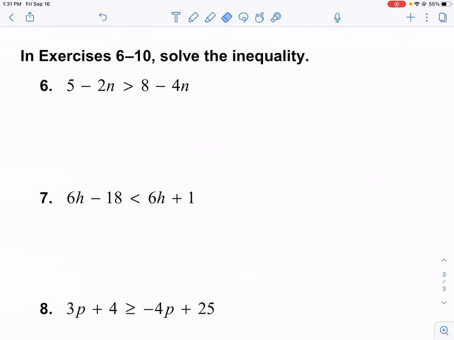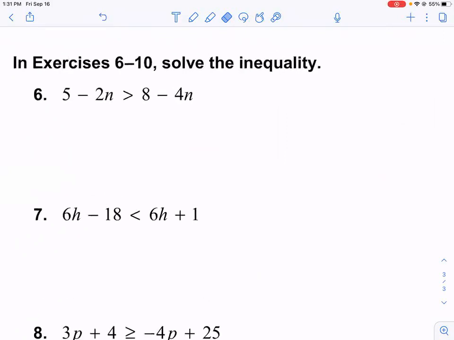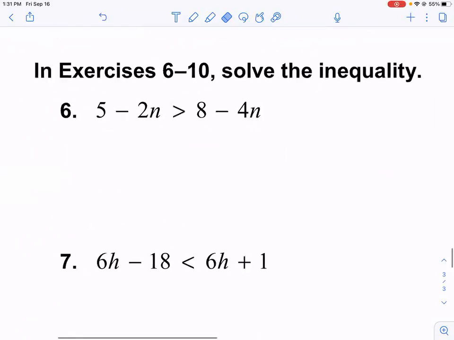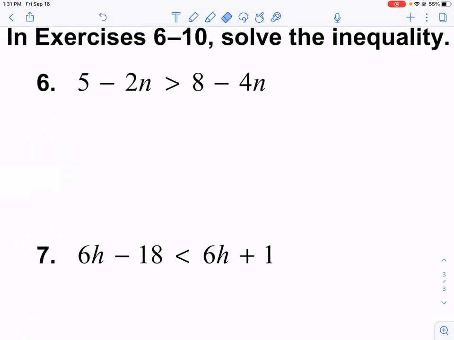Okay, we're going to talk about number 6 and we're going to talk about number 7. Now, in number 6, I want to solve this inequality. I have constants on both sides. I have variables on both sides. Since we get to move both variables and constants, what side did I say would be a lot better for you to group your variables together? The left side.